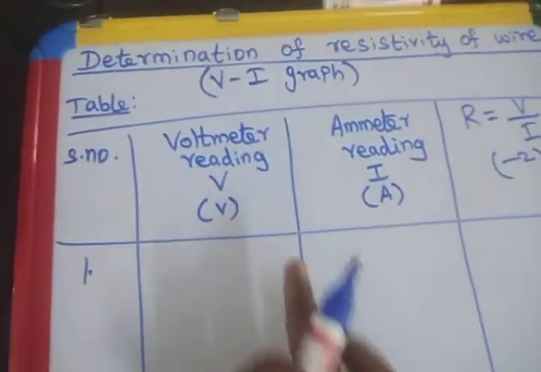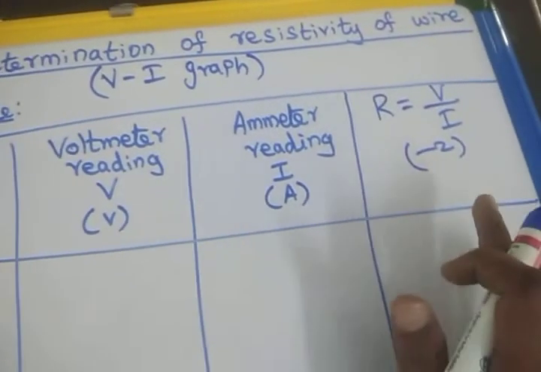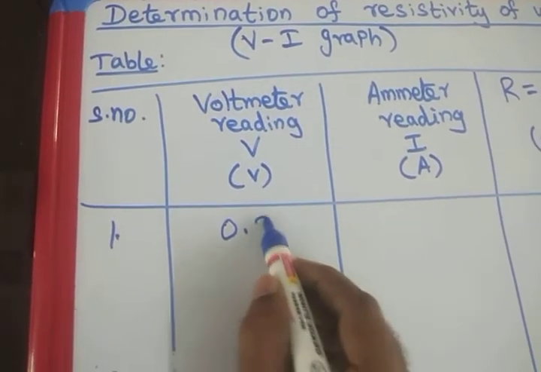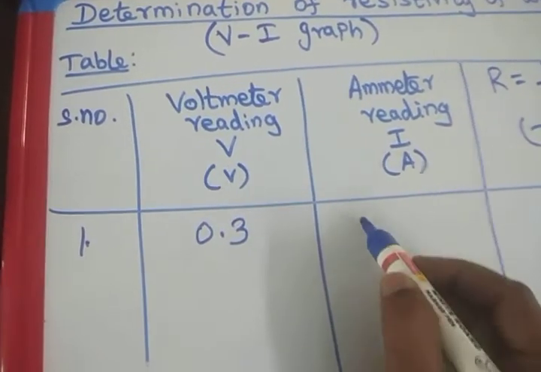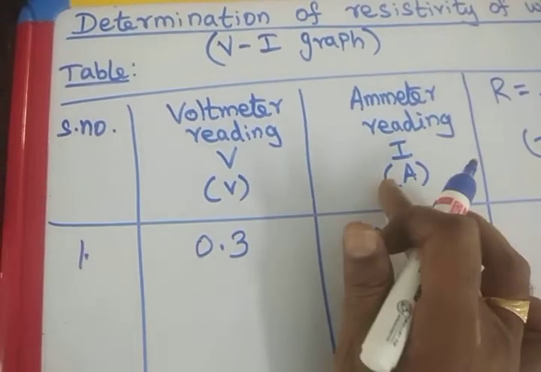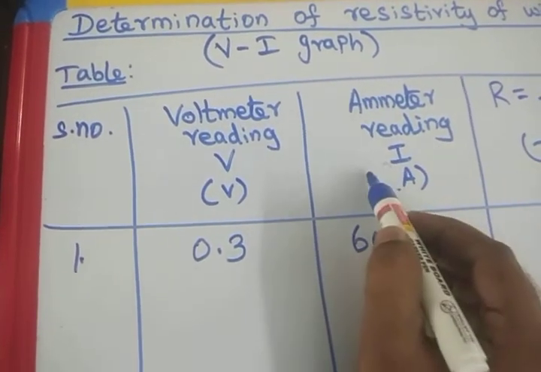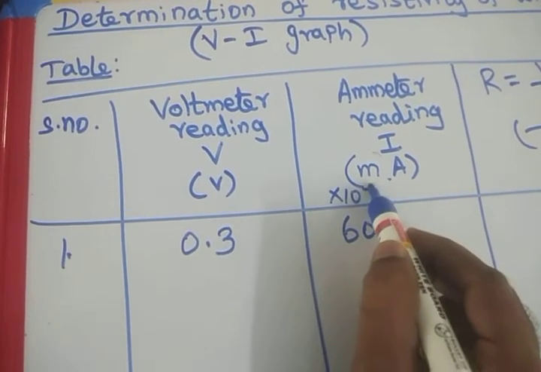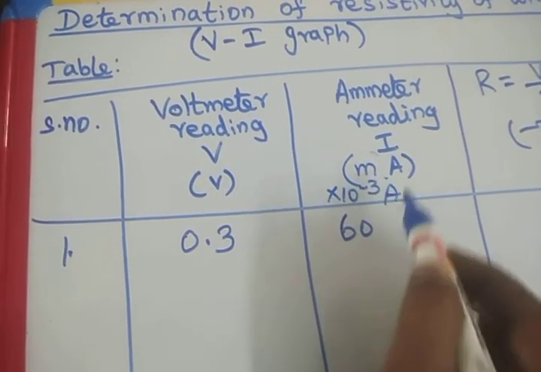Now I will note this down in the tabular column: voltmeter reading, ammeter reading and the resistance. What is the voltmeter reading? Yes, 0.3 volt. And the ammeter reading is 60 milliampere. Here I have to mention it is not ampere, it is milliampere. Milliampere means into 10 power minus 3 ampere. It is a 60 value. Then for the next value, what do we have to do?